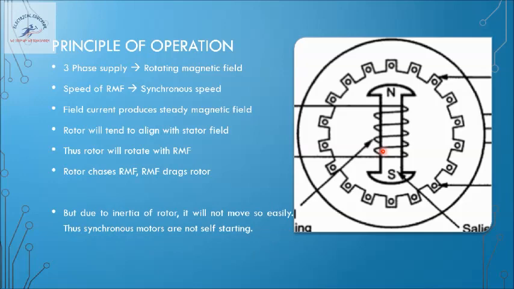So now due to the rotor inertia, this rotor will be heavy, so it will not move so easily. And naturally when we give a 50 hertz supply, the rotating magnetic field will be very, very fast and it is not possible for this rotor to catch up with that magnetic field. So it will not rotate so easily and it will be stalled. So there should be a separate starting mechanism. Thus the synchronous motors are not self-starting. So the methods of starting for a synchronous motor, we shall have a separate discussion on it.